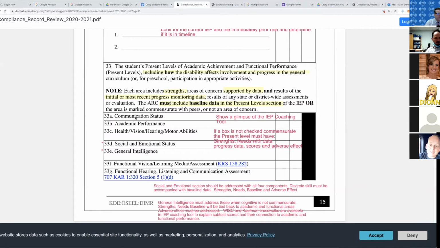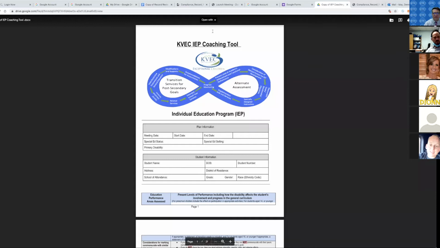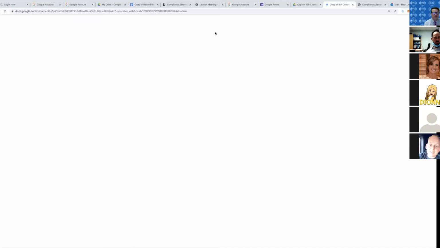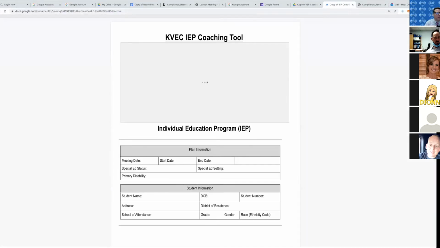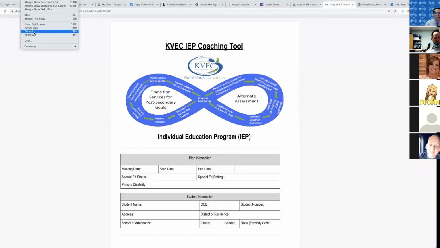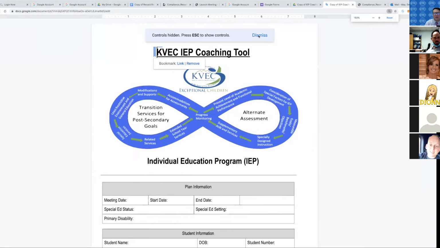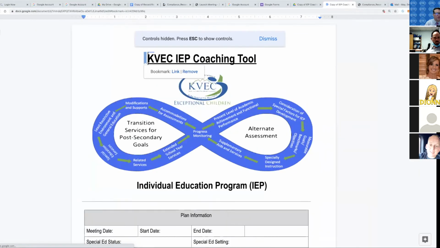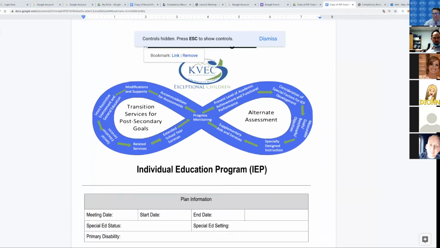And so let's just take a look here for a minute at something that we've developed here at KVEC. We have the IEP Coaching tool. Let's see if I can open it a little bit further. That way you can see it a little bit better. And then I can change the view and I can zoom it in just a little bit. And I can do that again. Get a little larger on your screen so that you can see that.